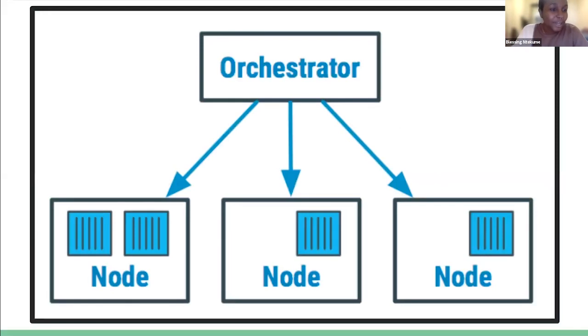So I want you to take a quick look at this model because it's going to come up again, and it's also the model that Kubernetes architecture follows. We have an orchestrator, it's pointing to different worker nodes, and these nodes are holding or hosting containers. So just keep that in mind or take note of it.